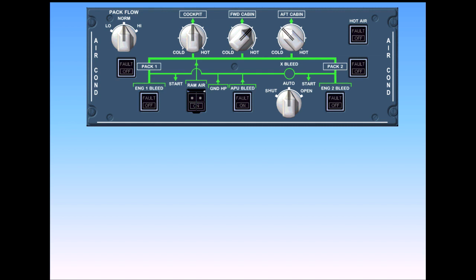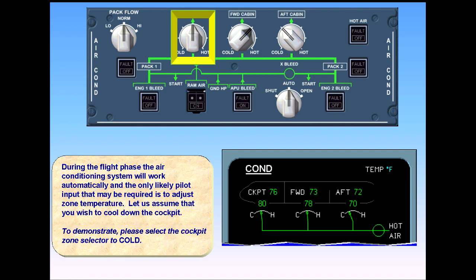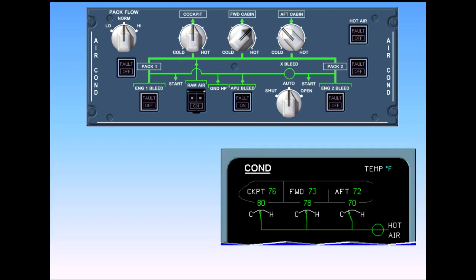Let us assume that you wish to cool down the cockpit. To demonstrate, please select the cockpit zone selector to cold. Because you have requested a cooler temperature, the trim air valve moves toward closed. Cool air from the pack itself will supply the cockpit zone.